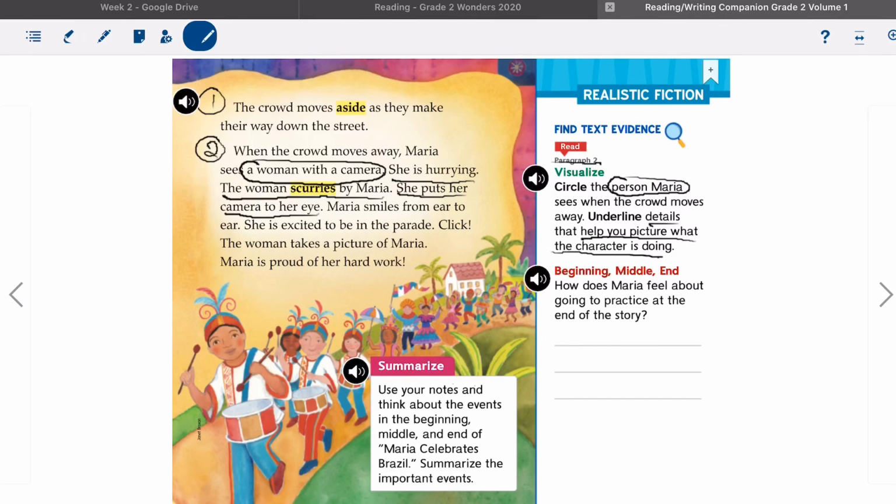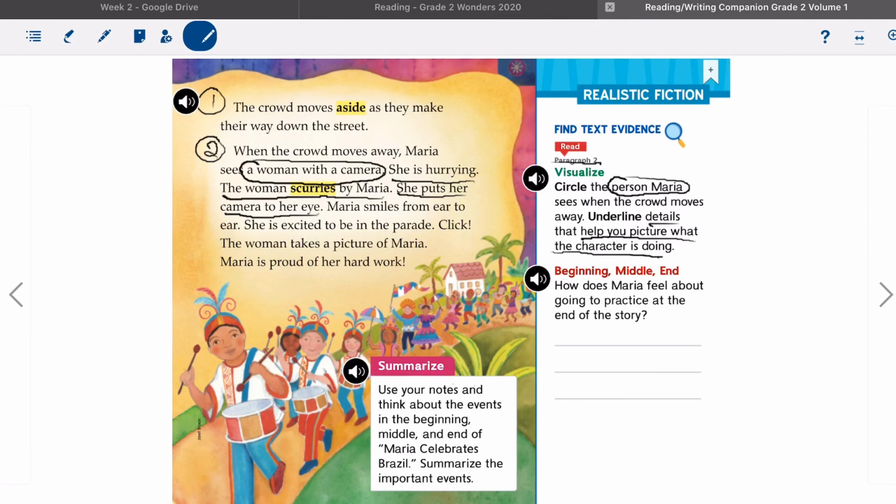The crowd moves aside as they make their way down the street. When the crowd moves away, Maria sees a woman with a camera. She is hurrying. The woman scurries by Maria. She puts her camera to her eye. Maria smiles from ear to ear. She is excited to be in the parade. Click. The woman takes a picture of Maria. Maria is proud of her hard work.